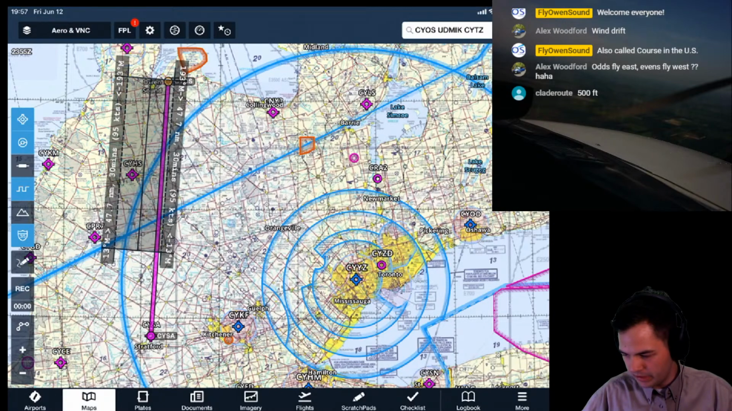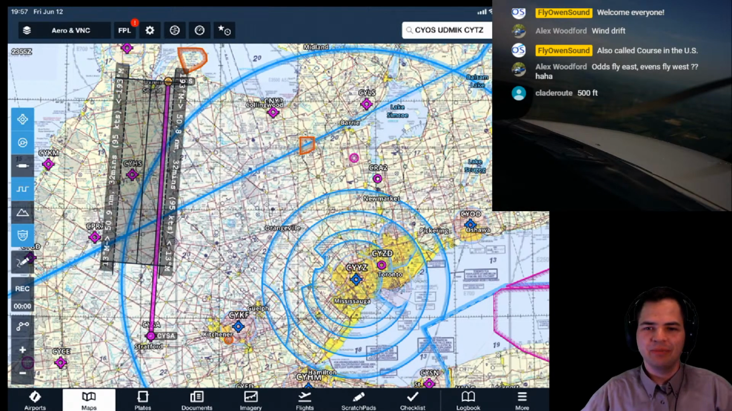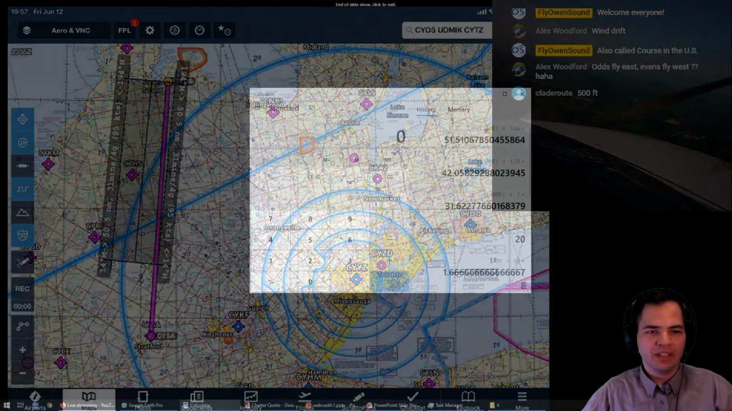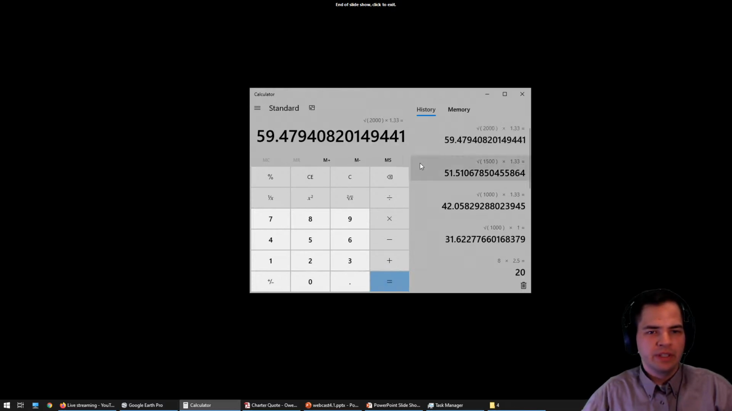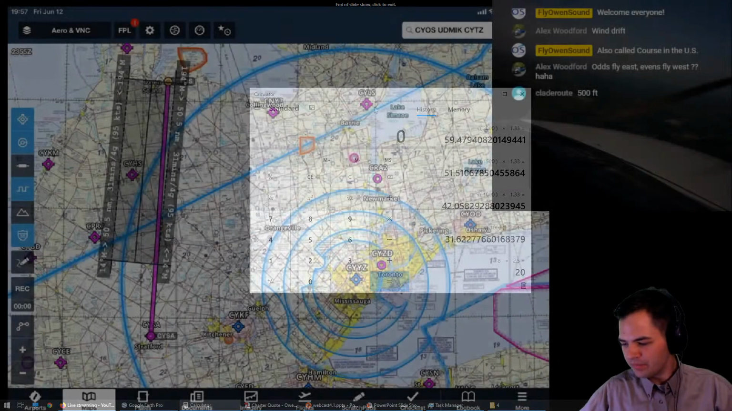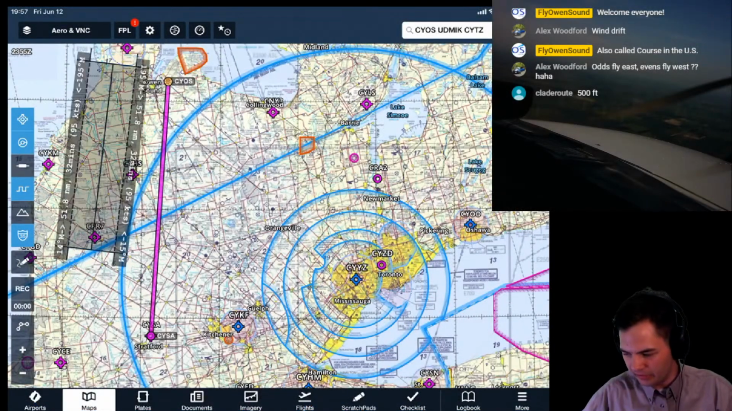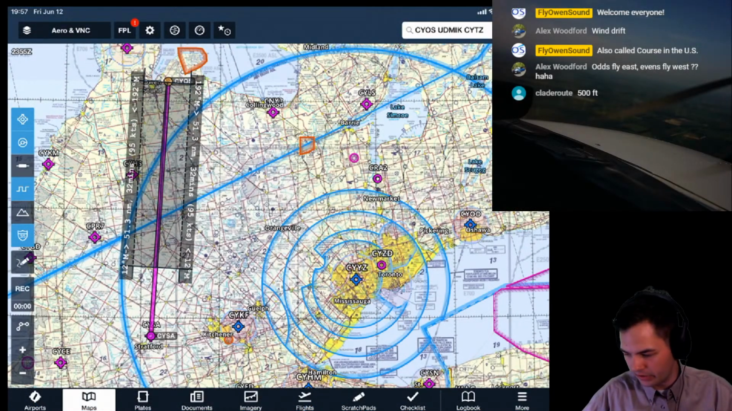51 miles, 51 miles. There's 51. Man, didn't make a whole lot of difference with that extra 500 feet. Okay, back to the calculator. Let's try 2,000. Square root times 1.33. 59 miles. Seems to be diminishing returns. It's not giving me a whole lot more, but let's take a look here.